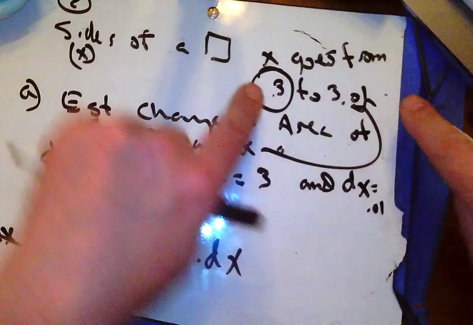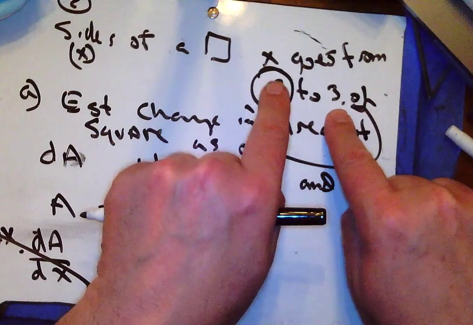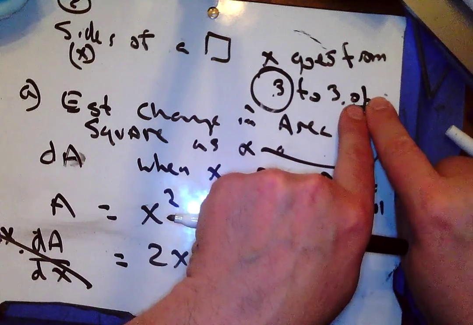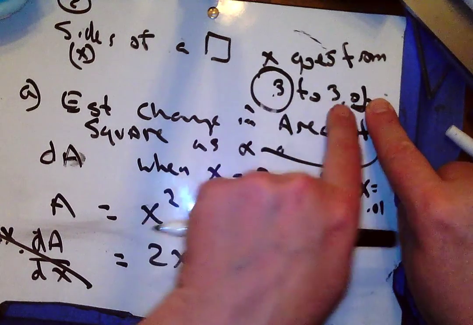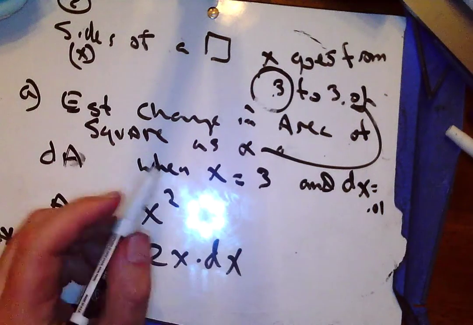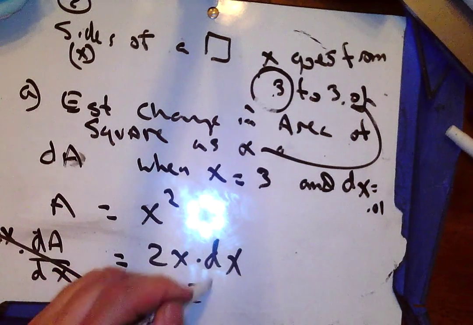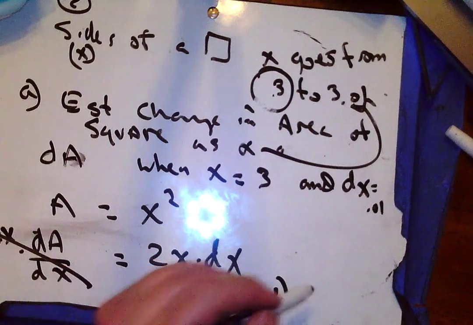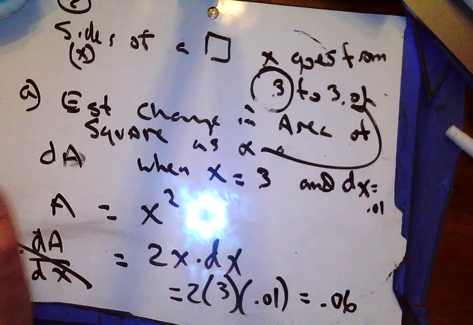You need to be able to look at this and say, oh look, I'm starting at this very convenient nearby point, and I'm going a certain distance until I get to this point, and that change in x, well, that's my dx. So our answer here is going to be 2 times 3 times 0.01. So 6 times 0.01 is 0.06.